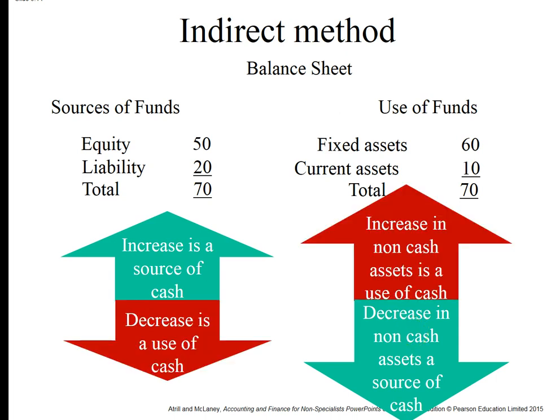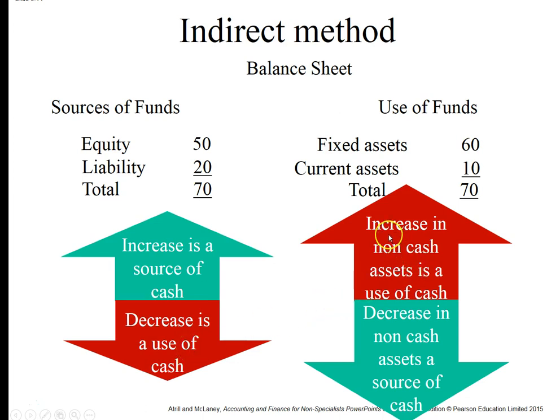And then a decrease is going to be classified through the logic that it's either going to be an increase or decrease in cash. A decrease in the source of funds is a use of cash, and this may be a straight cash payment of a creditor, for example, repayment of a loan.